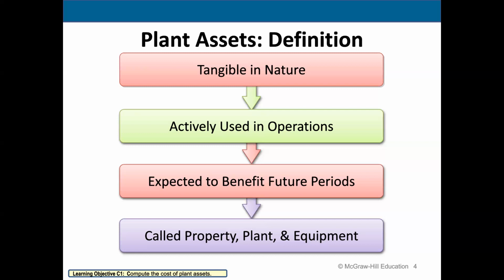Okay. So I just want to go through each of those things. Tangible means it's something you can touch and feel. It's not like a copyright or a patent, which really exists just in a legal sense, but things like equipment and buildings you can actually touch.